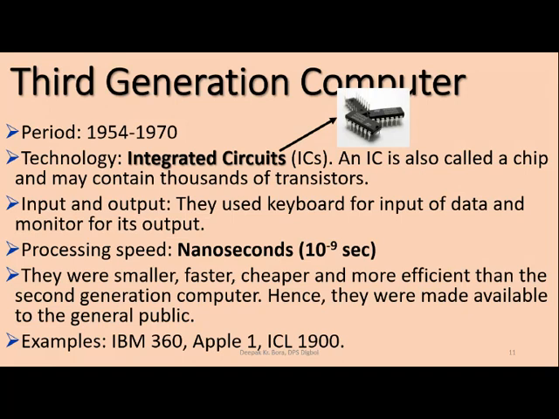Input and output: they use keyboard for input of data and monitors for its output. Processing speed is in nanoseconds, that is 10 to the minus 9 seconds. They were smaller, faster, cheaper, and more efficient than the second generation computer. Hence, they were available to the general public. Examples: IBM 360, Apple I, and ICL 1900 are some examples.